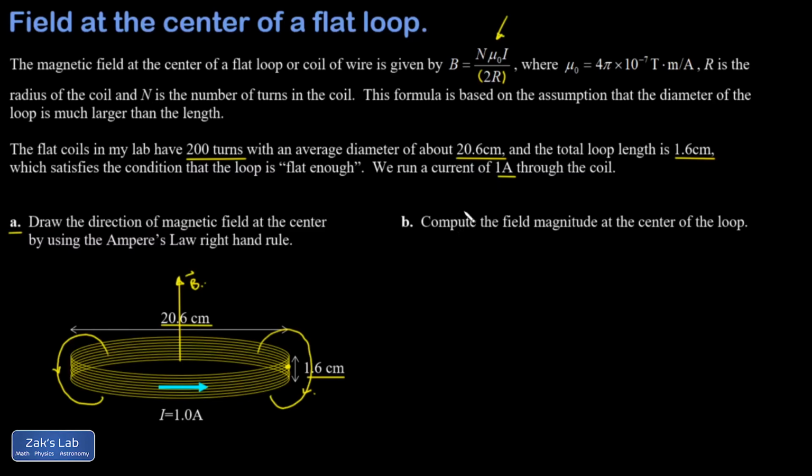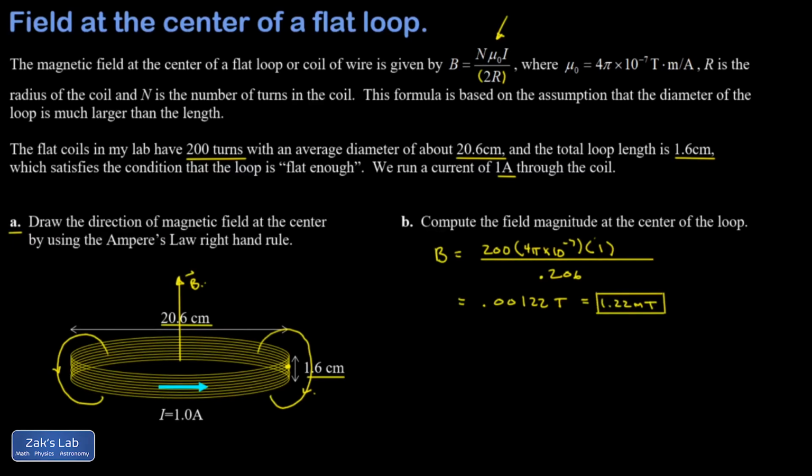Now I want to get the field magnitude at the center, and this is just a matter of plugging into the formula. N is the number of turns in the coil, that's 200. There's mu naught, there's the current, 1 amp, over twice the radius. Well, I have the diameter already, so I'm just going to use that, and that's 0.206 meters. And keeping 3 sig figs here, I get 0.00122 Teslas, which looks a lot nicer as 1.22 millitesla.